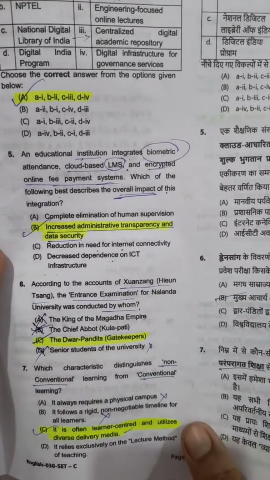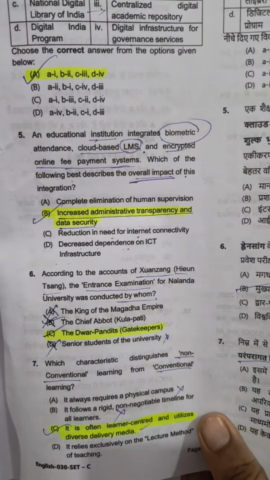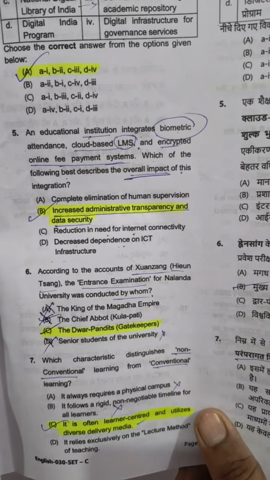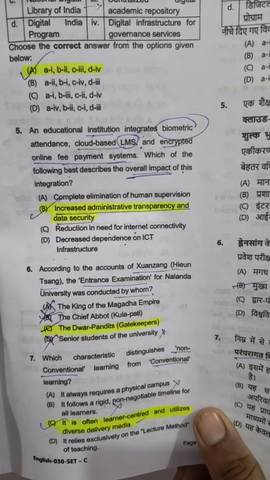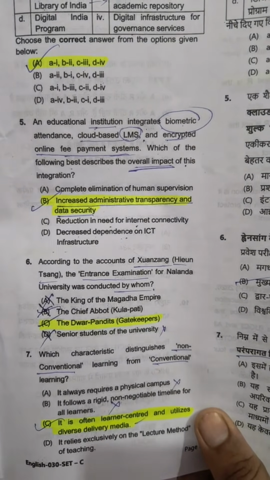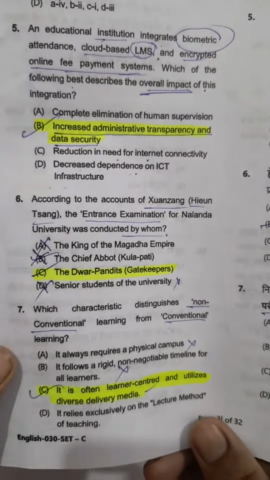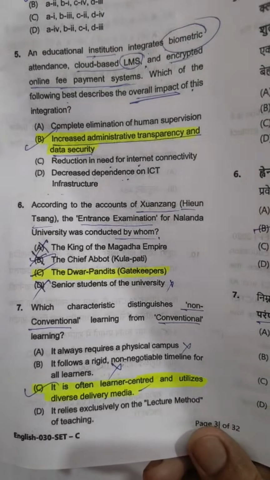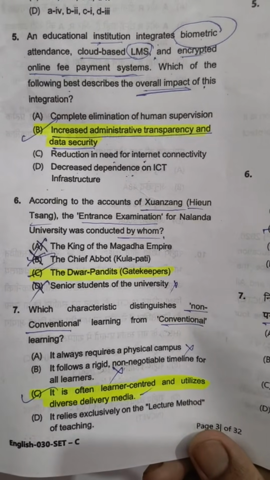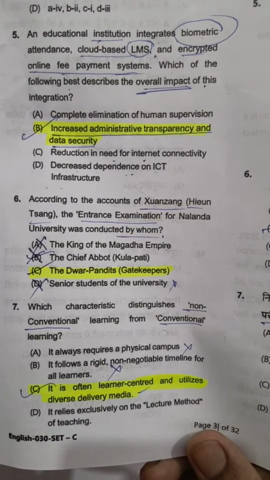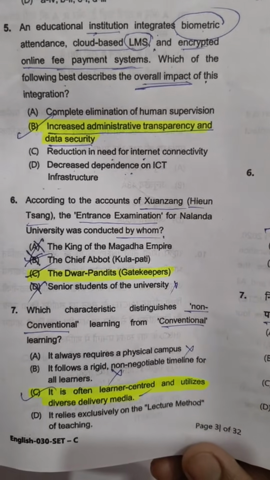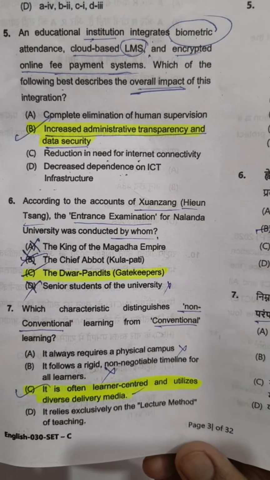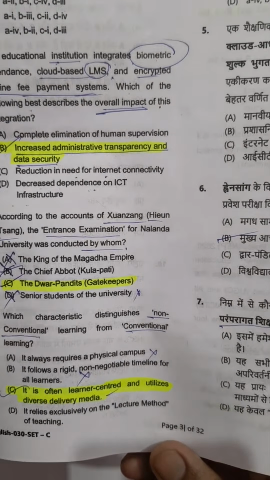According to the account of Yuan Chwang, the entrance examination for Nalanda University was conducted by whom? The answer will be Dwar Pandits, gatekeepers. Question number 7. Which characteristic distinguishes non-conventional learning from conventional learning? The answer will be option C. It is often learner-centered and utilizes diverse media.